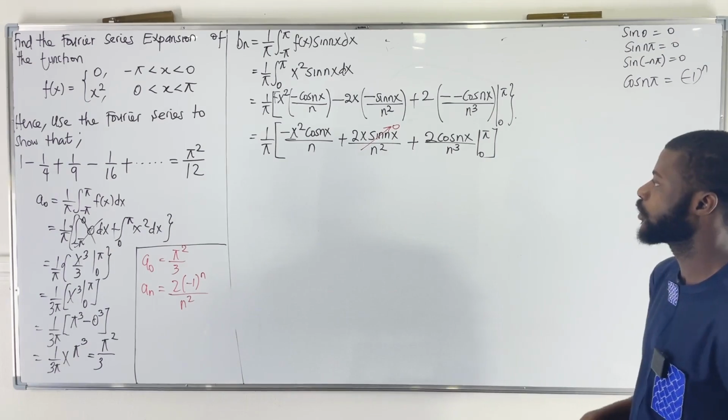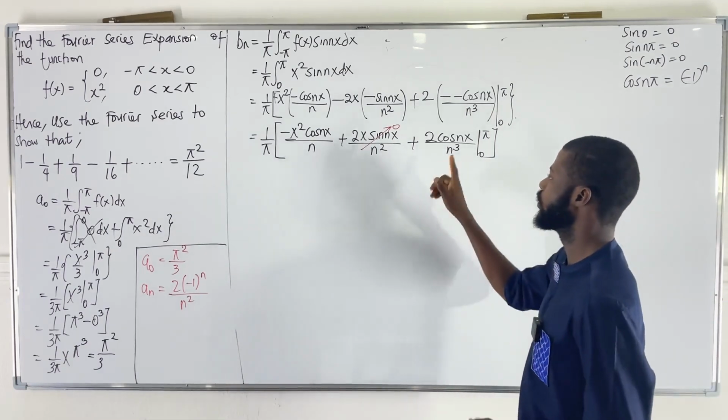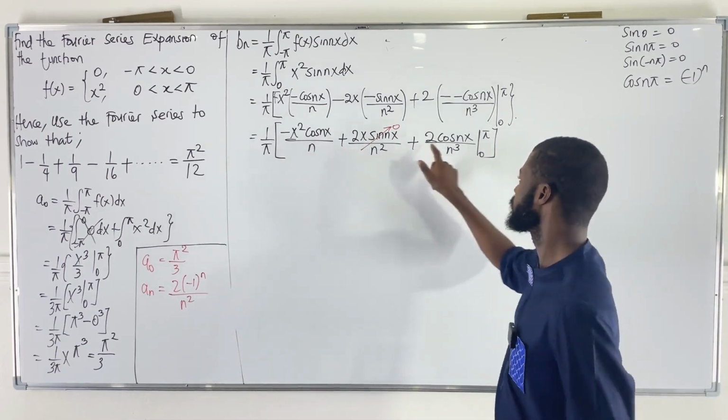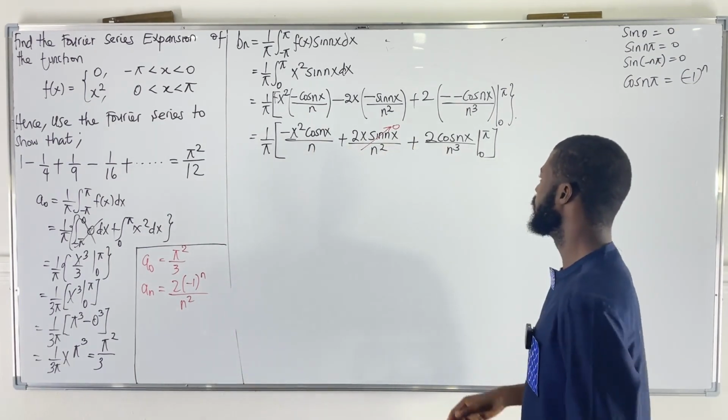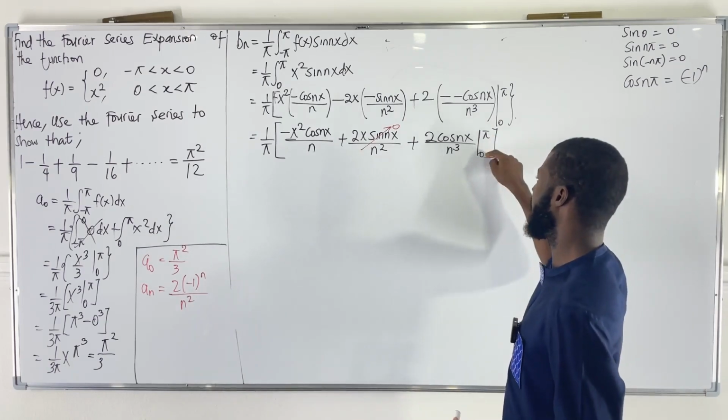So no need for me to go through that again. The only useful guys will be these two. It's going to become these two guys. These are the two useful guys. So now let's proceed. Let us put in our pi and 0.